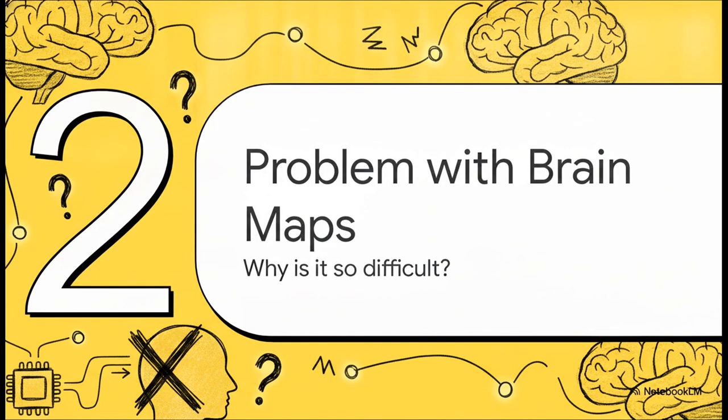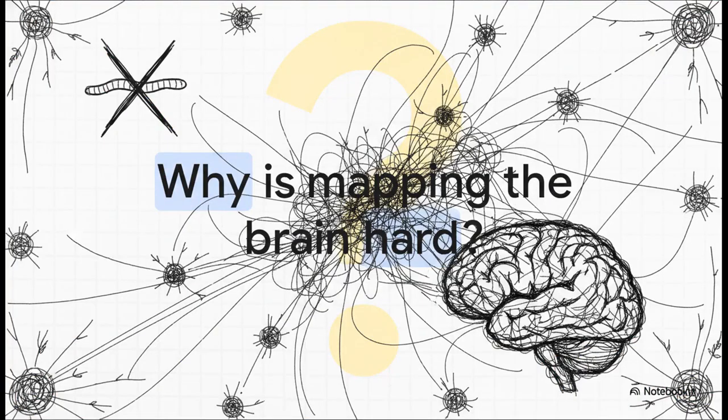This brings us to part 2, the problem with brain maps. Why is it so difficult? So why is mapping the human brain so hard? A human brain is not like a small worm. A human brain has billions of cells. These cells have millions of long connections. Together, they look like a giant bowl of messy noodles. It is very hard to follow just one path.